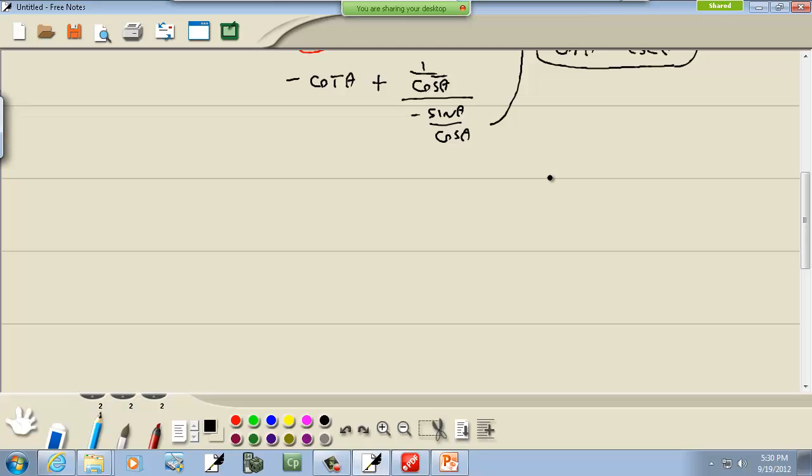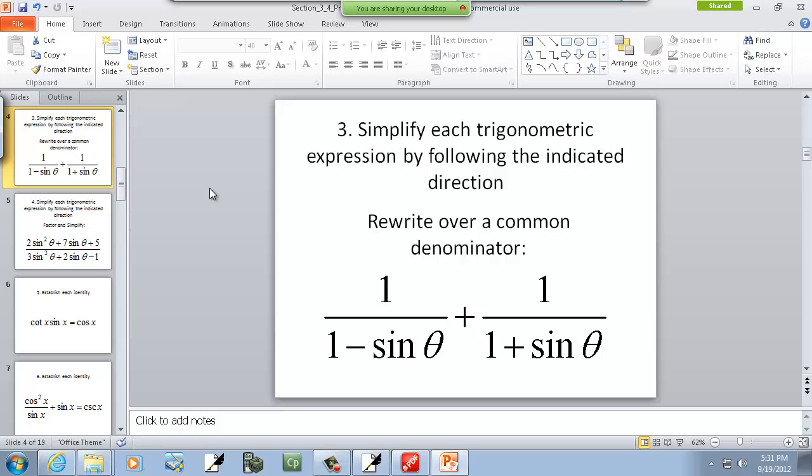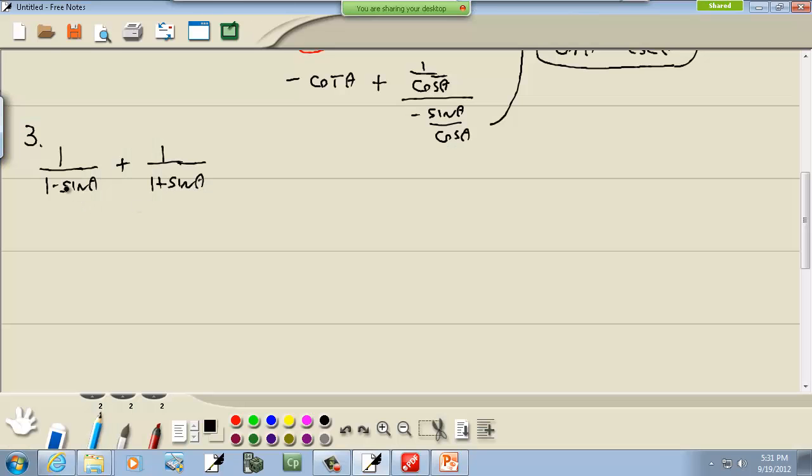Let's look at number 3 here. We've got 1 over 1 minus sine theta plus 1 over 1 plus sine theta. It probably says rewrite over a common denominator. Well, we have 1 minus sine here, and 1 plus sine here. Our common denominator would be these two multiplied together, so 1 minus sine theta times 1 plus sine theta.